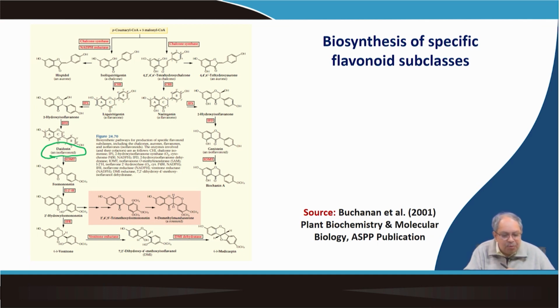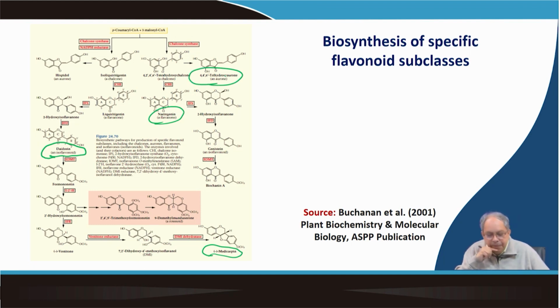Daidzein is one isoflavonoid, which is there in legumes. Similarly, medicarpin, which is a phytoalexin sort of compound, gives protection to the plant against pathogen attack. Naringenin contributes to the formation of anthocyanin. This is an aurone. Aurone also contributes to the pigments, like in Canna species, so that the pigment basically originates from the aurone. So, these are some of the examples of different flavonoid classes.